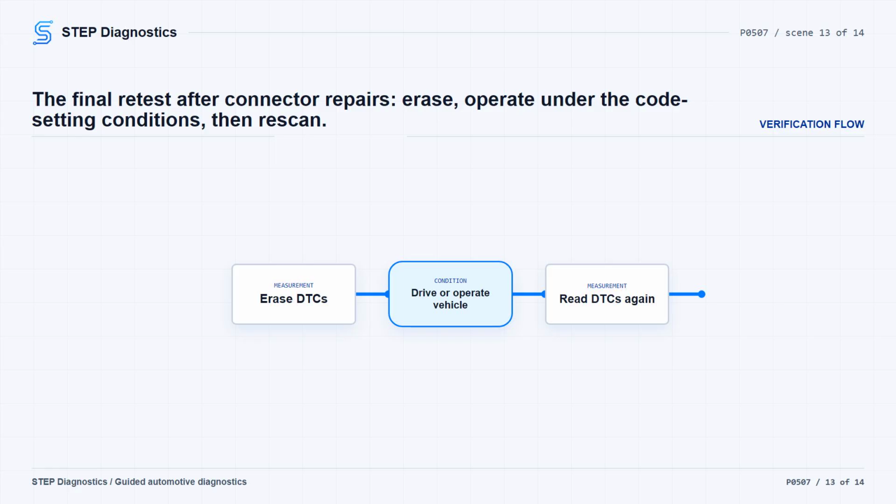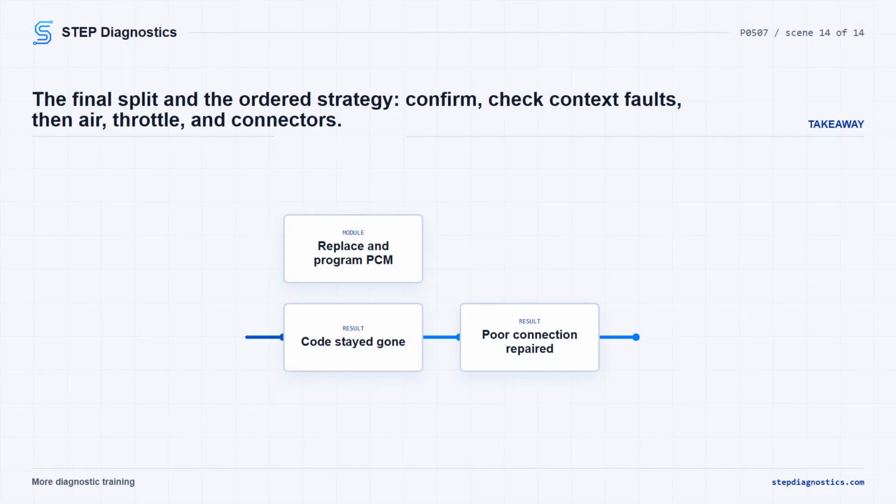Then reconnect the PCM connectors, inline connectors if equipped, and related component connectors. Make sure every connector is fully seated and the locks are fully engaged. Erase the DTCs, test drive or operate the vehicle under the monitored and set conditions, and read the DTCs again. If P0507 returns after that harness and connector work, the diagnostic endpoint is to replace and program the PCM, then verify the repair and confirm the code stays gone. If the code does not return, the wiring or poor connection problem has been repaired.